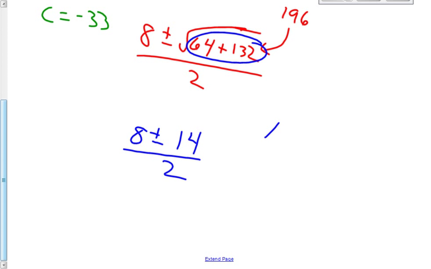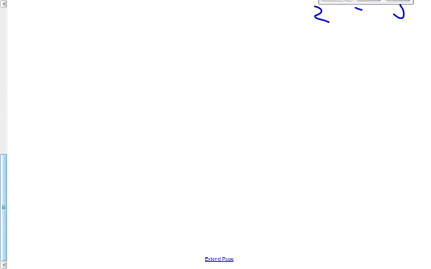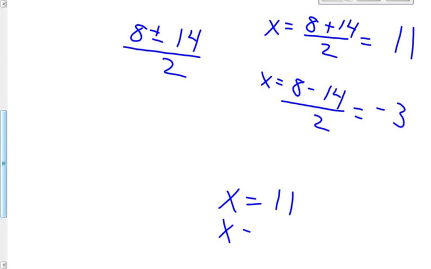So two different answers. x equals 8 plus 14 divided by 2, and x equals 8 minus 14 divided by 2. 8 plus 14 is 22. 22 divided by 2 is 11. 8 minus 14 is a negative 6. A negative 6 divided by 2 is a negative 3. There's your two answers: x equals 11, as well as x equals negative 3.